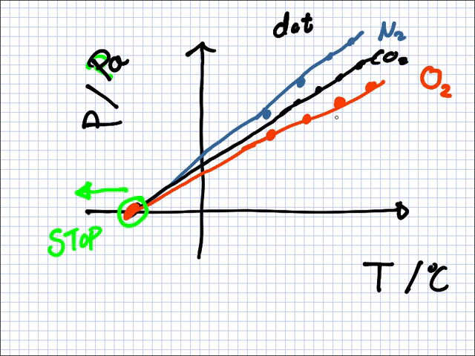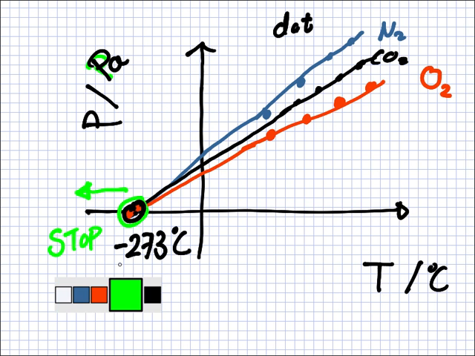And what you notice is this is true for every gas, for every material. They all would meet back at this point here, which is -273. Now, maybe some of you actually recognize this number as special. Does anyone know why this is special? Have you seen this number before? Yeah, this is a special number.